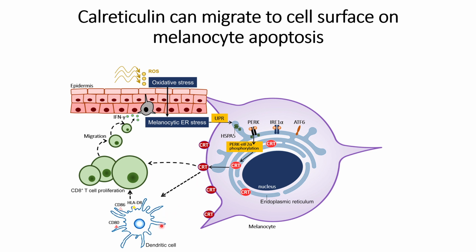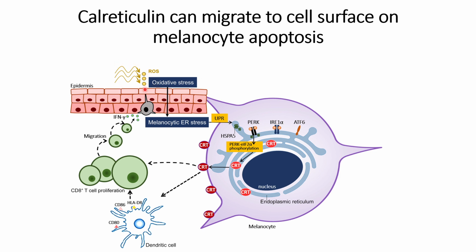activation of the immune cells such as dendritic cells. Along with that, the recruitment of CD8 plus T cells and the proliferation of the CD8 T cells and their migration to the site of infection, and thereby it helps. This process helps in taking care of the main reason for this oxidative stress.